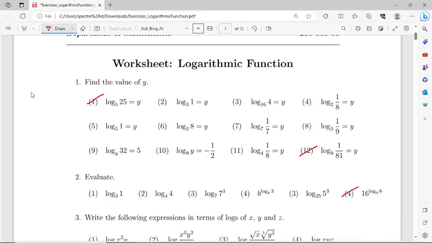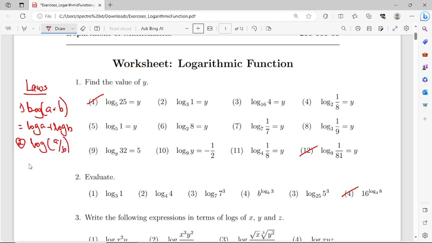Now, what are the basic laws of logarithm? So let's look at them. One, when you are multiplying logs, log of a times b is the same as the log of a plus the log of b. Two, when you divide, the log of a over b is the same as the log of a minus the log of b.